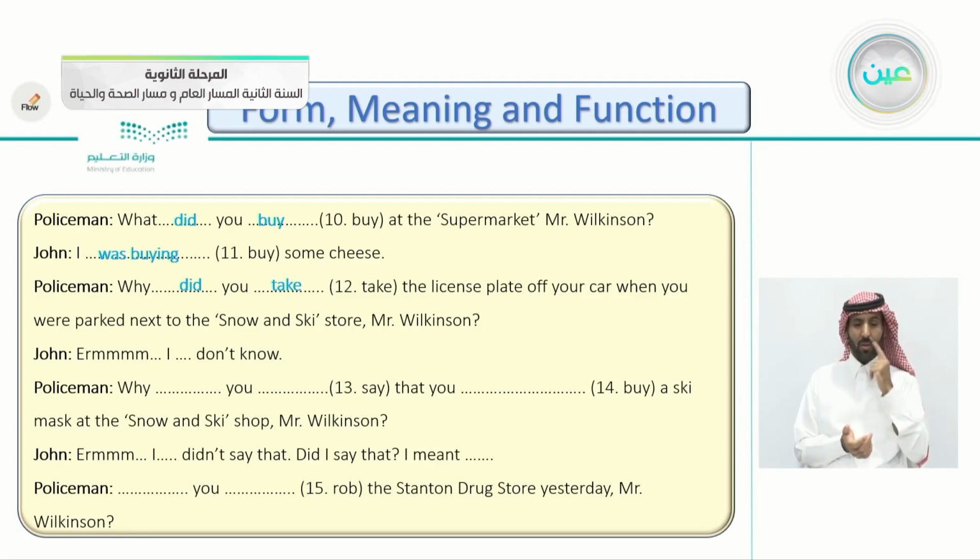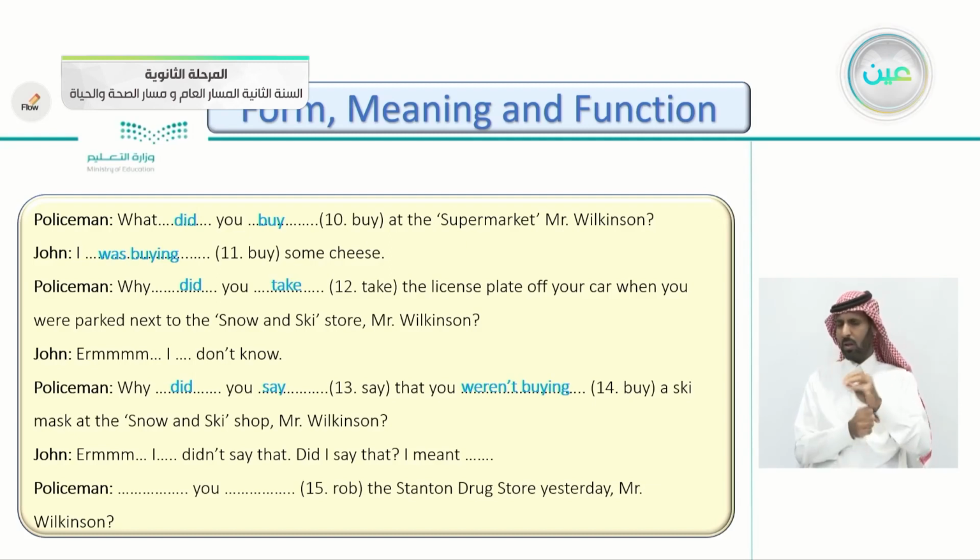The policeman: "Why did you say that you weren't buying a ski mask at the snow and ski shop, Mr. Wilkinson?" He said, "I didn't say that. I said that I meant..." So he was hesitating. The policeman said, "Did you rob the Staten drug store yesterday, Mr. Wilkinson?"